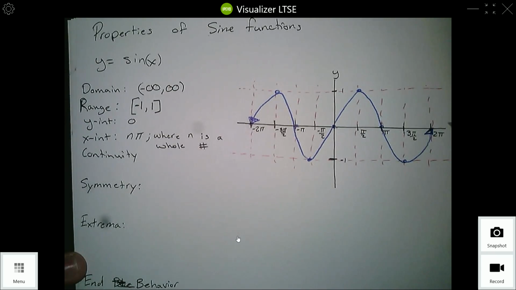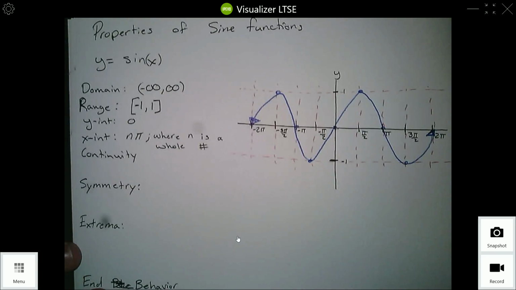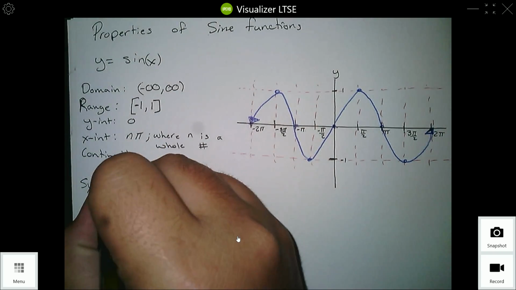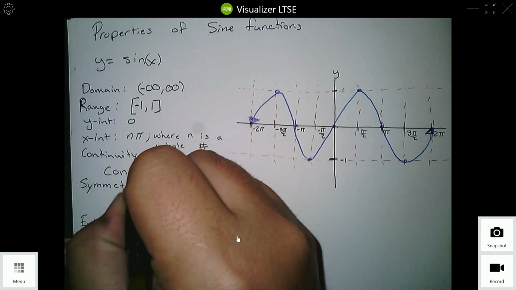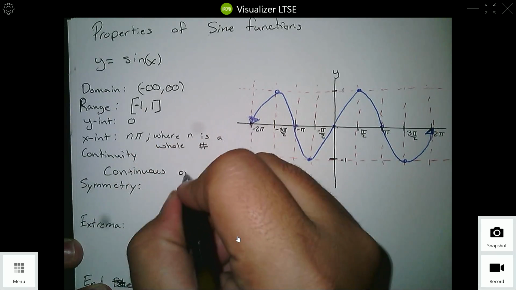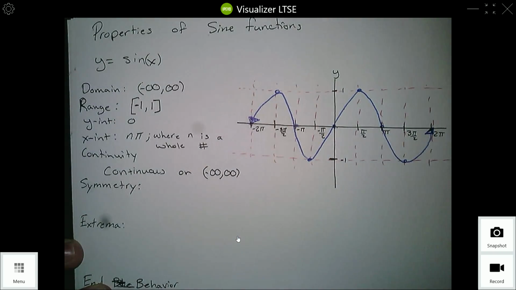Since this is going to be a little wave, it's just going to do this on forever, okay? There's no gaps, there's no missing pieces to it. It is considered continuous. So we're just going to say continuous on negative infinity to infinity.